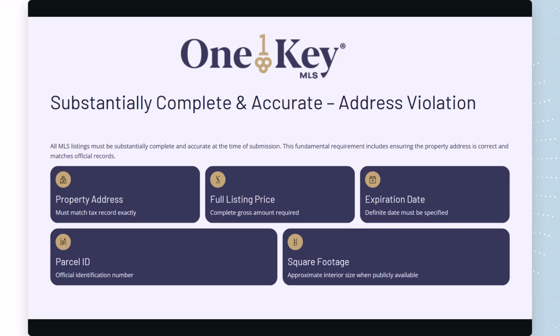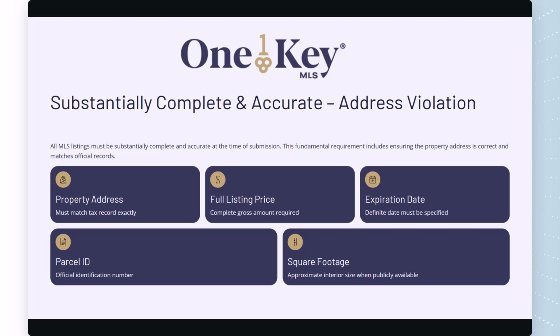So the first one is the property address. It must be correct and must match the tax records exactly. We'll get into that. Second is the full listing price, which must reflect the complete gross amount. Third, there must be a definite expiration date entered for the listing.